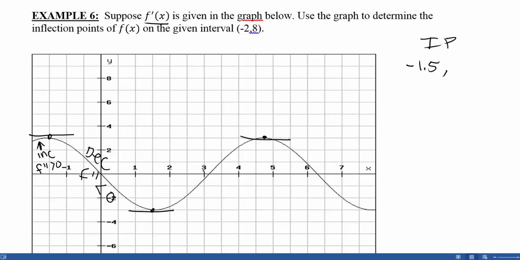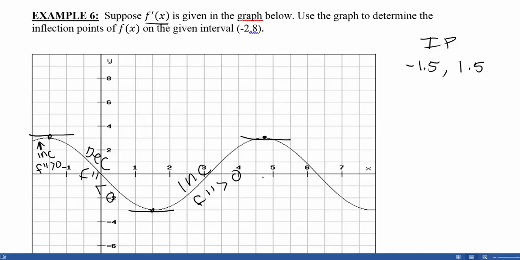Now here from 1.5 until about 4.75, this function is increasing. If your first derivative is increasing, your second derivative is going to be positive. So again, I can see that here at 1.5, to the left, my second derivative was negative. To the right, it was positive. So positive 1.5 will be an inflection point.